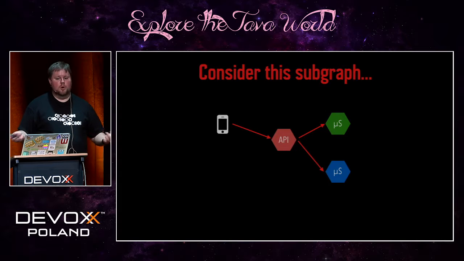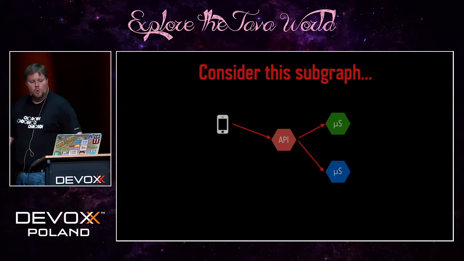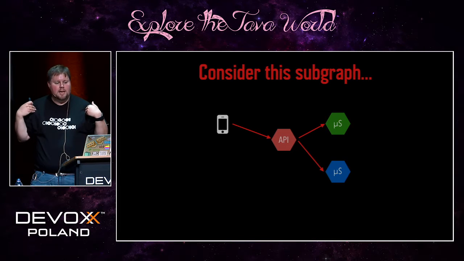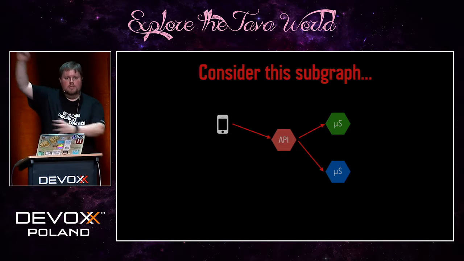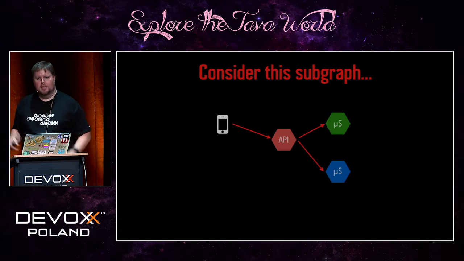Consider a subgraph. So we have just the front-end request, and it's going to go talk to two other services, and at this point, as the author of this API service, we're not even going to think about what's going on beyond the green and the blue services. We're just going to think of them as black boxes.